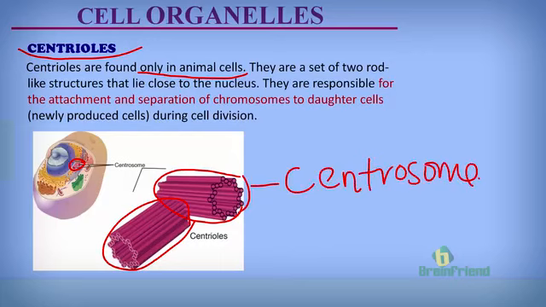So when you look at the cytoplasm, you will see the centrosome, and the centrosome contains the centrioles. The centrioles are responsible for the attachment and separation of chromosomes to daughter cells during cell division. Remember, we said all cells are produced from the reproduction of pre-existing cells. When an animal cell is about to reproduce, the centrioles help the chromosomes of the new cells to separate and attach. So that's what they do. They help in cell division to attach chromosomes.